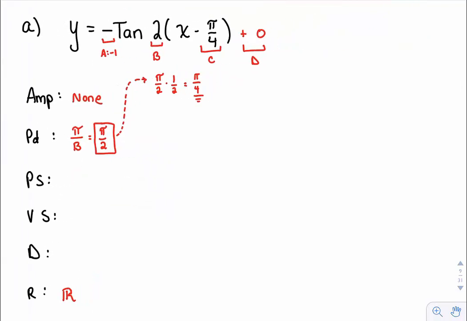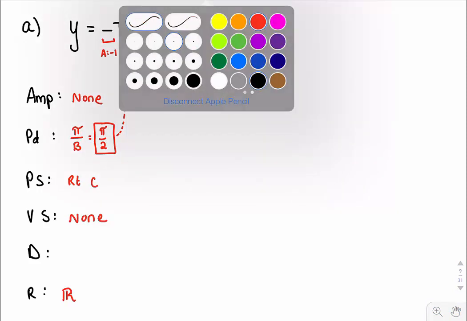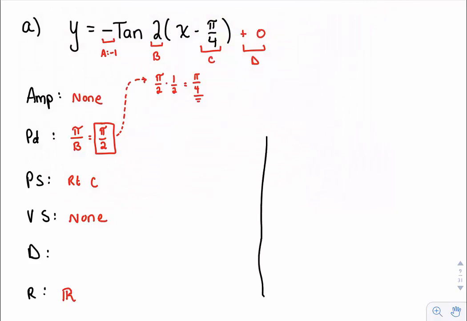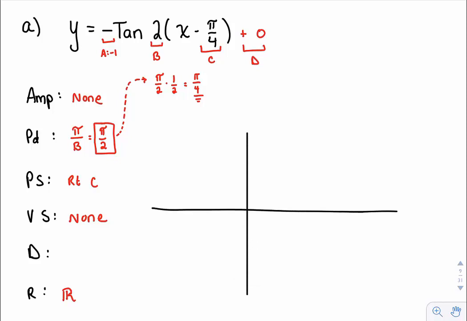Now the phase shift, we do have a phase shift here. It's our C value, so we're going to go right C. Our vertical shift is none, and we'll do our domain after we have our graph. So I'm going to go ahead and put the xy axis up here. Again, I don't have to worry about labeling that y-axis. I only need to worry about the x-axis on this one because we don't have an amplitude, so there's really not much to label.